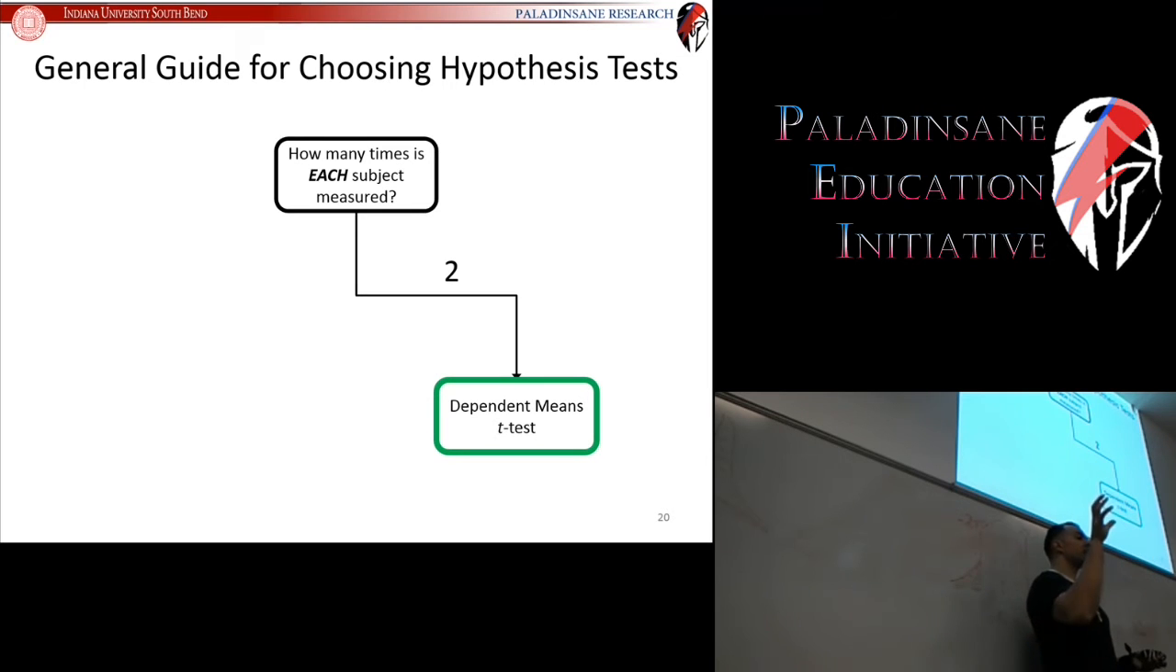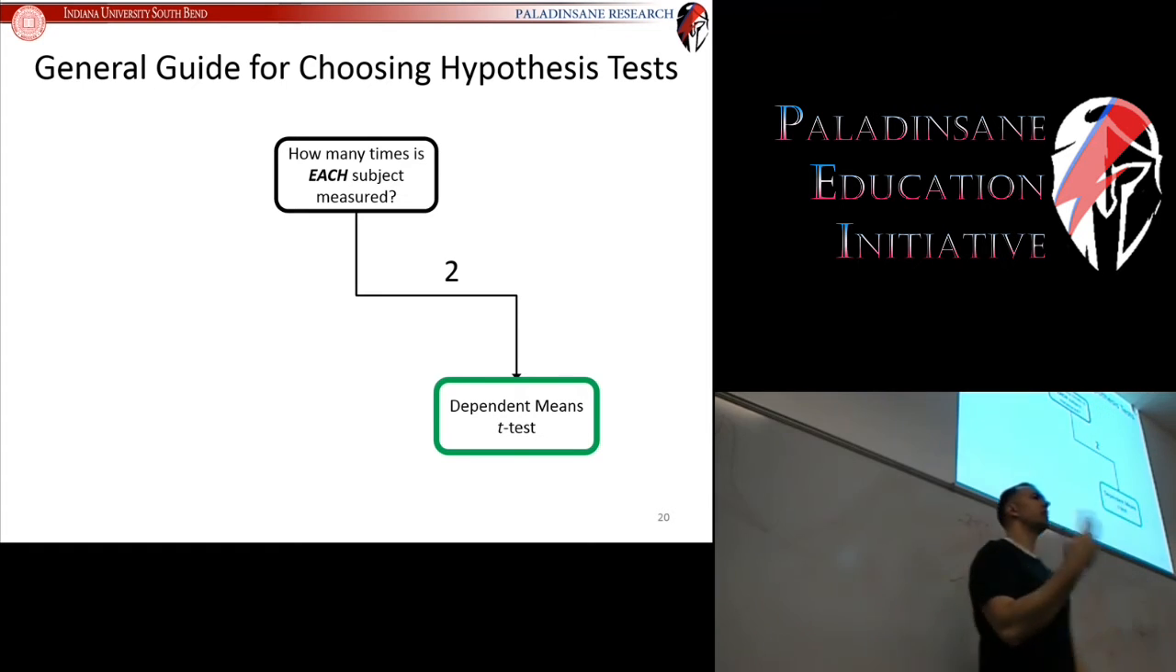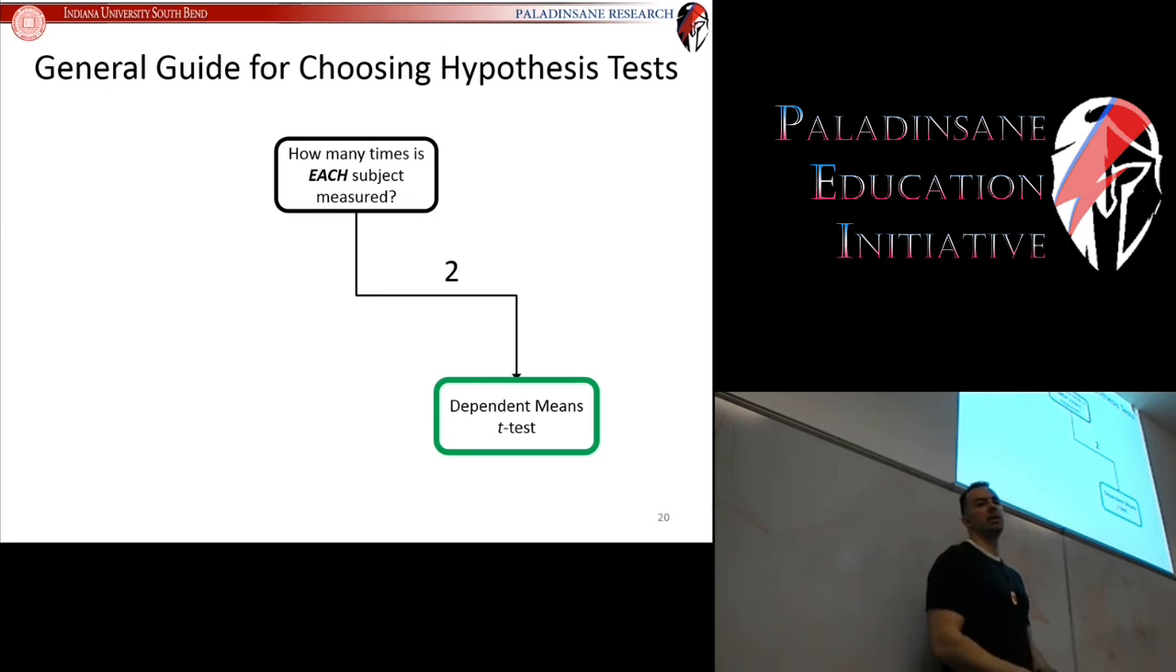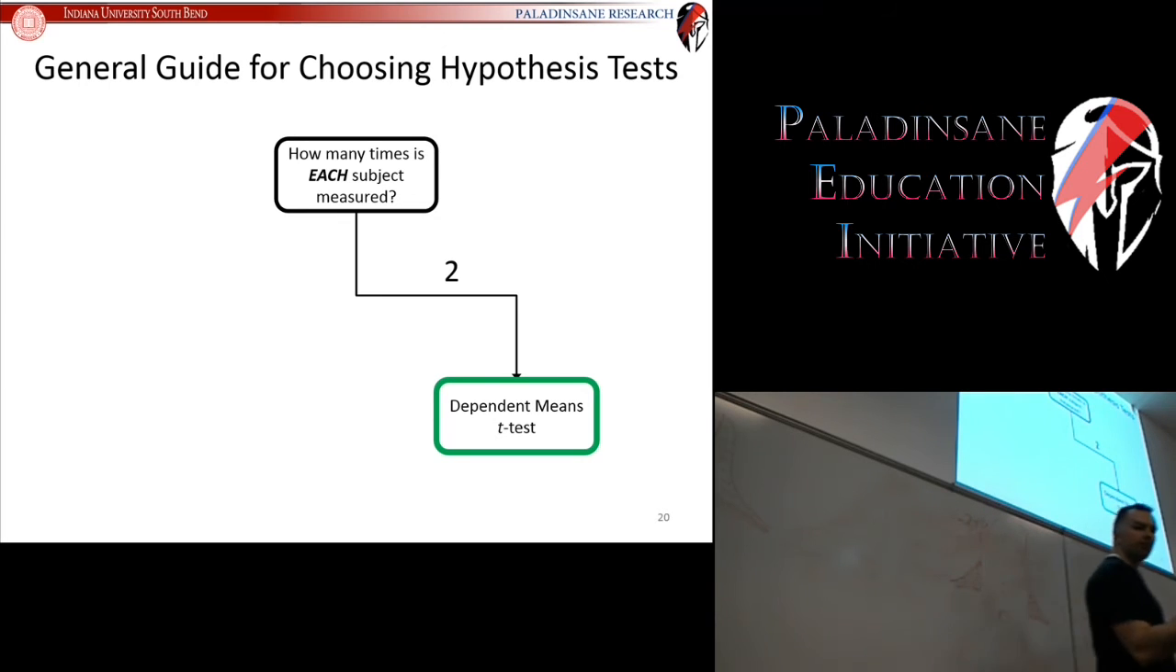If they were measured in the 5-second timeout condition, and then they were measured in the 10-second timeout condition, dependent means t-test. If the subjects were measured once before treatment, and then once again after treatment, dependent means t-test. If your subjects were measured twice, it's a dependent means t-test. On the other hand, sometimes your subjects are only measured once.